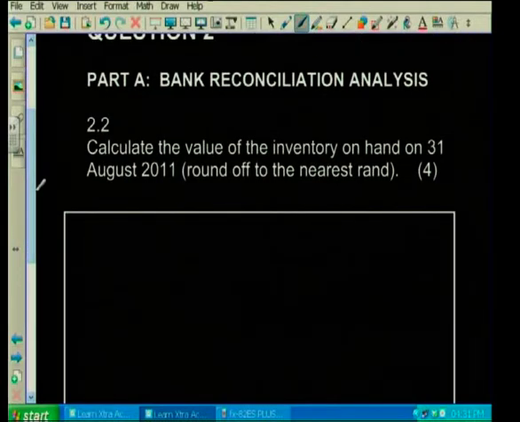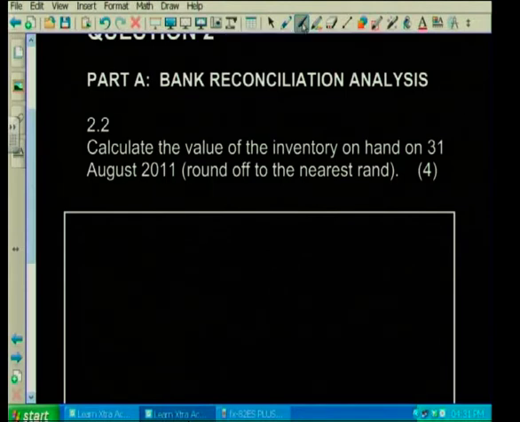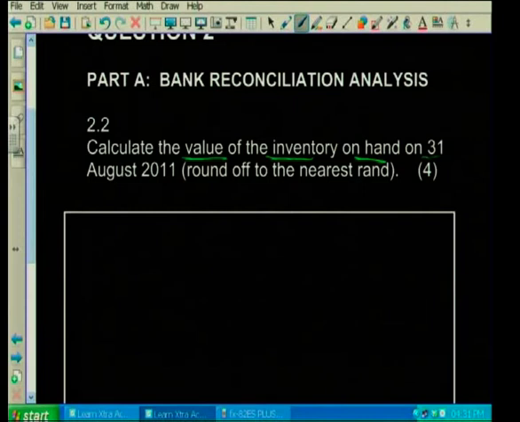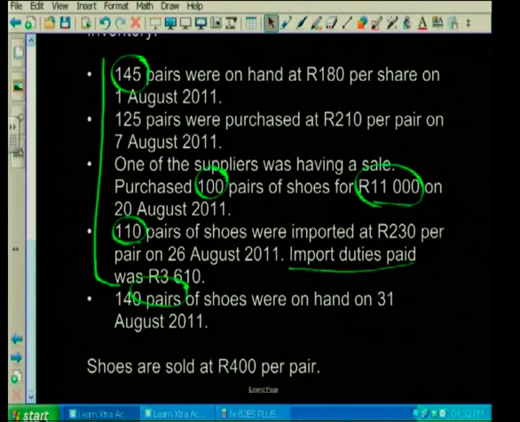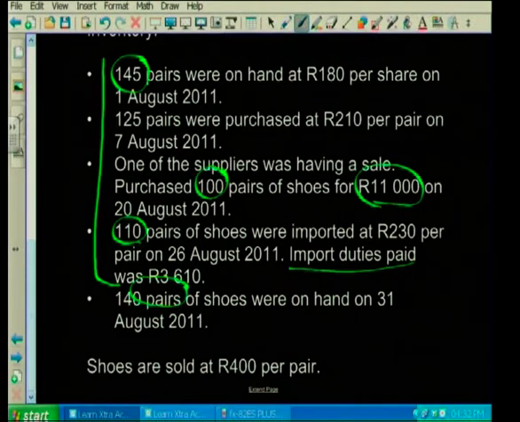Calculate the value, let's just get that right. Calculate the value of the inventory on hand on the 31st of August, round off to the nearest rand. Okay, what do we know? In terms of my question, I know that I had 140 pairs on hand.